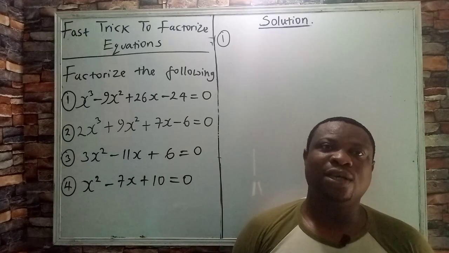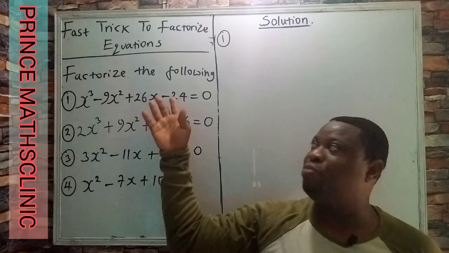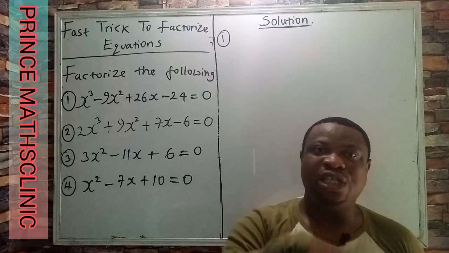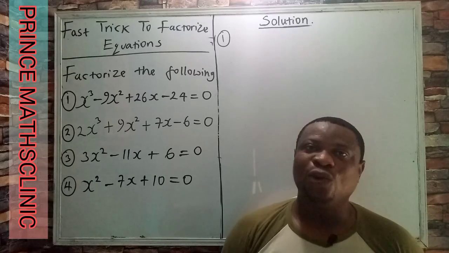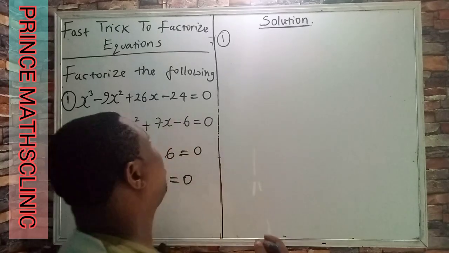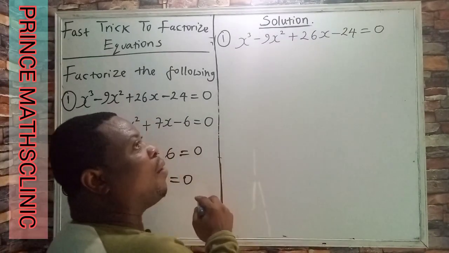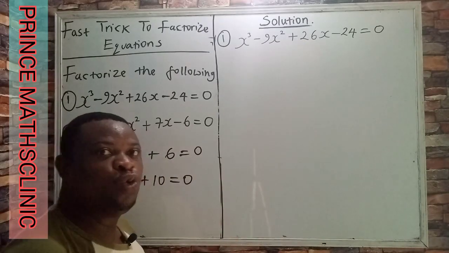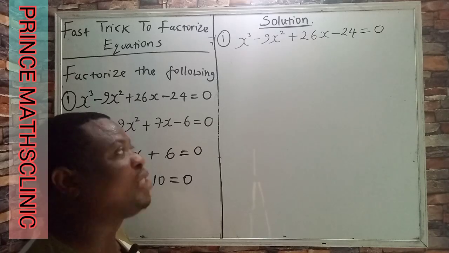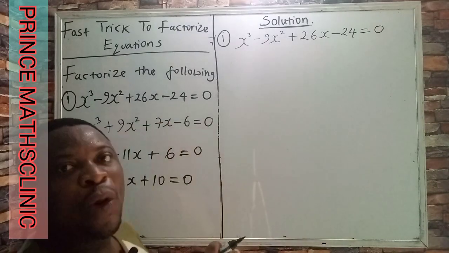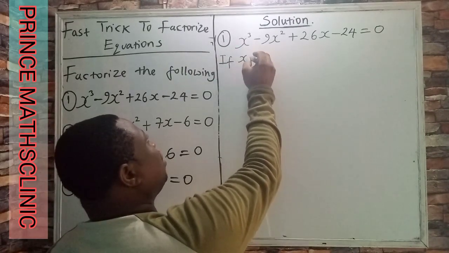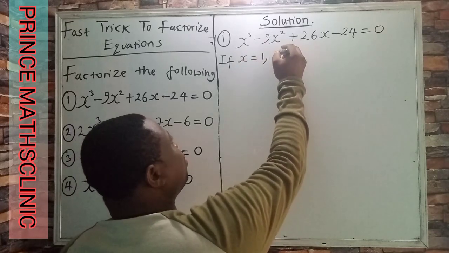In today's class, we will be factorizing this cubic equation without using alpha, beta, and gamma like we did in the previous class. So let's go into the solution. Now, number one says that the first thing we will do is to test values of x that will give us 0. So we are going to try 1. So if x is equal to 1, let us see what it will be.